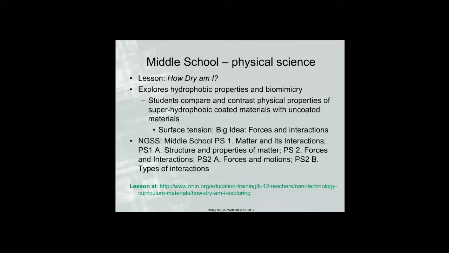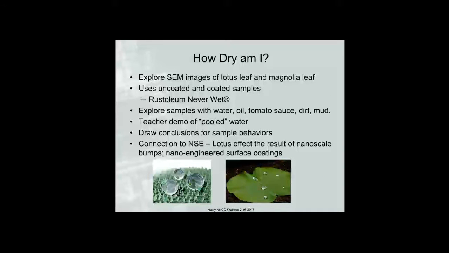So what this lesson does, and I just want to walk you through it, is that the students compare and contrast physical properties of superhydrophobic coated materials compared to uncoated materials. So it's a good one for surface tension, and the big idea is forces and interactions. What they do, the lesson has scanning electron microscope images of a lotus leaf and a magnolia leaf. And we have found that children, particularly middle school, but even older, if you show them a shiny leaf, which the magnolia is, they immediately think that that is going to be the hydrophobic one, but it's not.